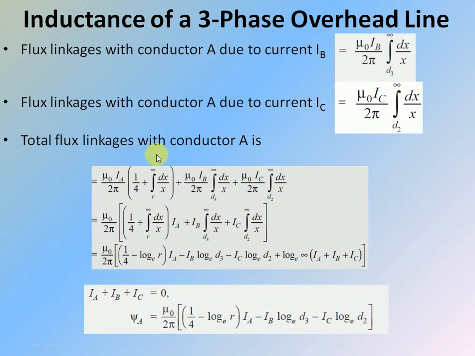Next we have to find the total flux linkage with conductor A. Just like we mentioned now, the total flux linkage associated with conductor A will be both the internal and external flux linkages due to the current which is flowing through conductor A, and the external flux linkages of conductor B and conductor C. We have to add these three relations. Then further simplifying, we will be able to take log infinity common from the relations.